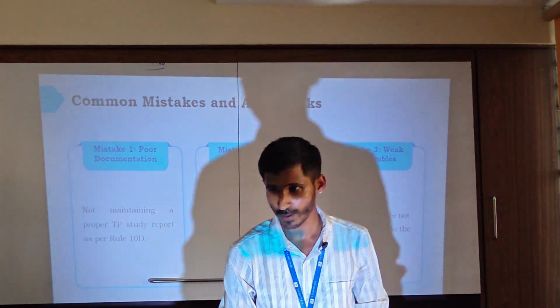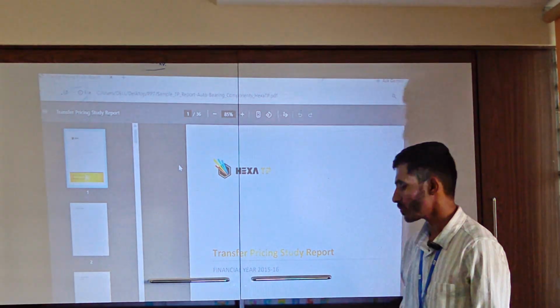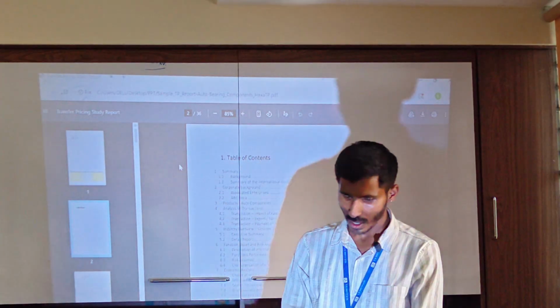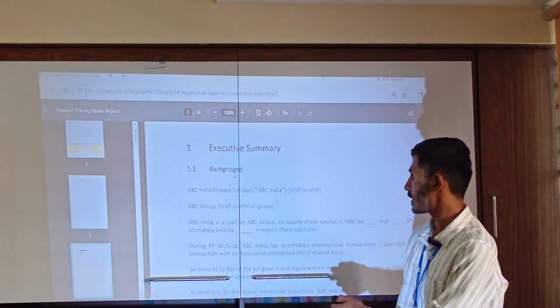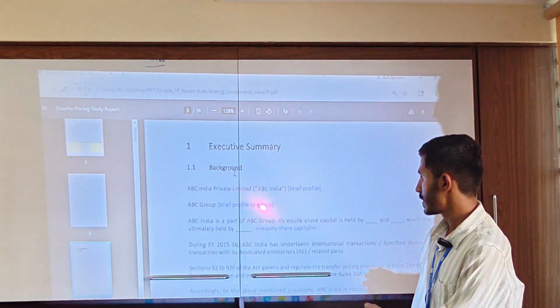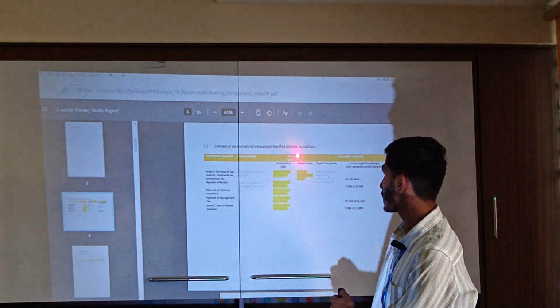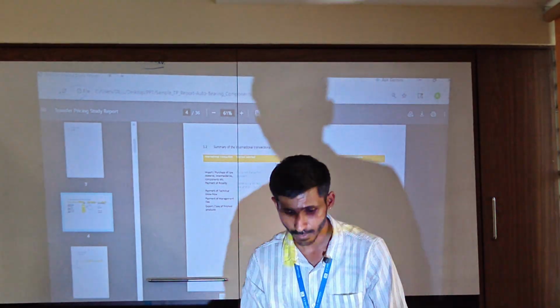Now we shall see a standard transfer pricing study report. What are the contents? We will give a summary and background. Here is a table of contents. Now we shall give the background. So ABC Private Limited, and we will give the summary of the international transactions. What are the international transactions, we will give here.